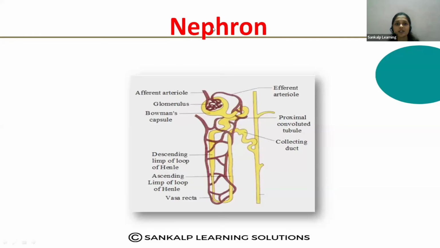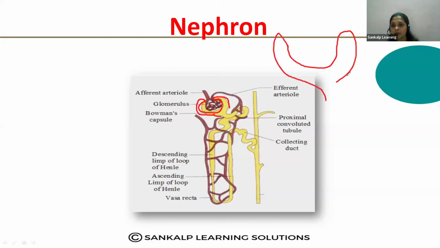Okay, so let us see the structure of the nephron. Here you can observe the cup like structure. Here you see the cup like structure, that is called a Bowman's capsule. This diagram is very very important, so note it down. It contains this Bowman's capsule. You can draw the Bowman's capsule like this.